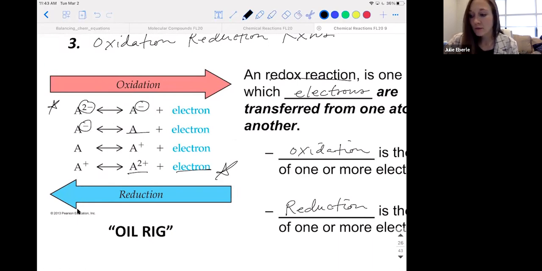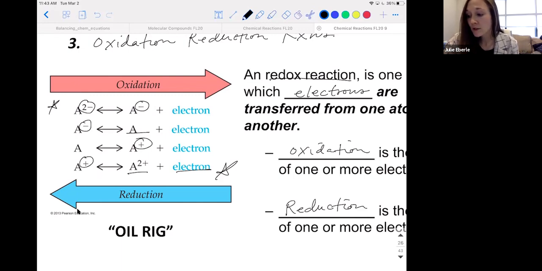So if it receives a negative charge, now it's only a +1 charge. The charge was reduced from a +2 to a +1. That's reduction. Okay, what about if you have a +1 charge and you add another electron? Now you're neutral again. Does that make sense?